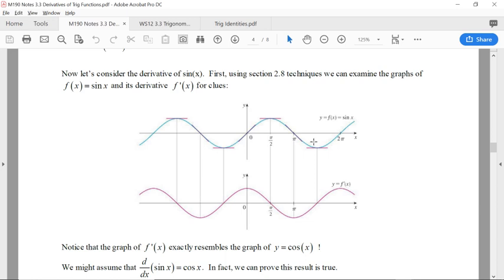Okay, so here's the graph of sine x, and what is its derivative going to look like? Remember from 2.8, we said we could start by looking for points that would have horizontal tangents. Anytime we have a point with a horizontal tangent, notice of course the slope is 0, then the derivative, f prime, would have an x-intercept, that is a 0 of that function. And so each one of these horizontal tangents corresponds to a point on the derivative curve where it crosses the x-axis.